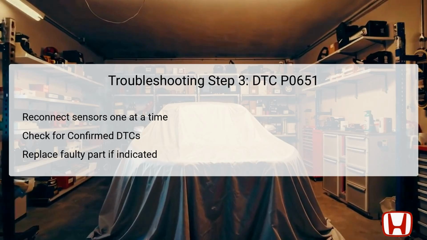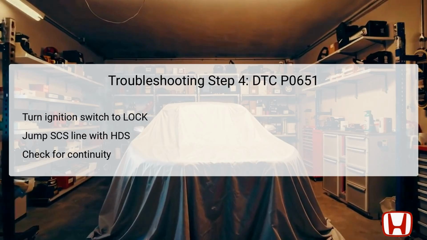This reusable method helps isolate the issue to a specific sensor or improper wiring, paving the way for a more effective repair. The fourth troubleshooting step for DTC P0651 focuses on identifying potential shorted wires, particularly in the VCC lines. Start by power cycling again.